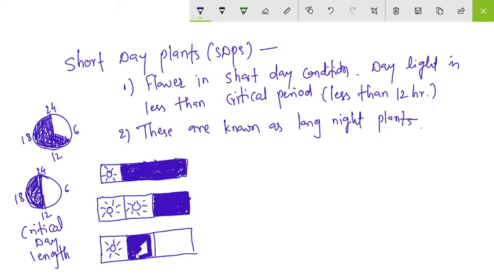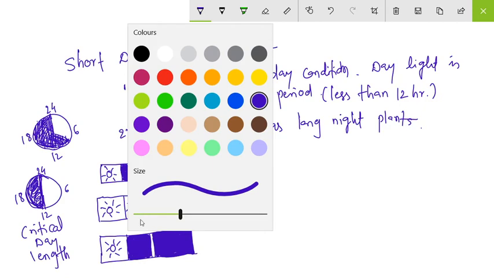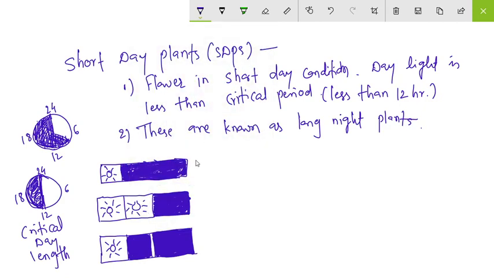Okay, it is the third condition, where the light period is interrupted by a single flash of light. So there are three different conditions here. In the first condition, there is a short light period and a long dark period.